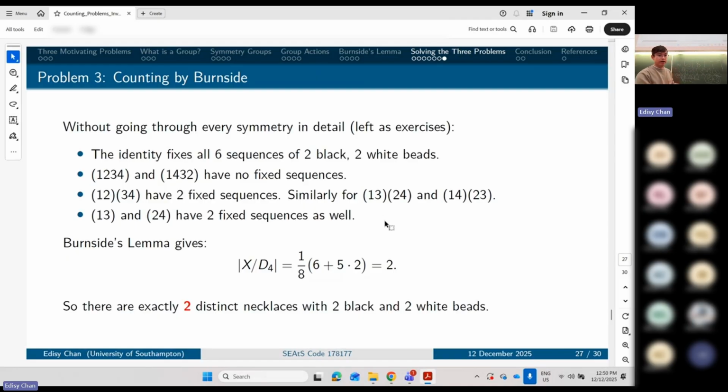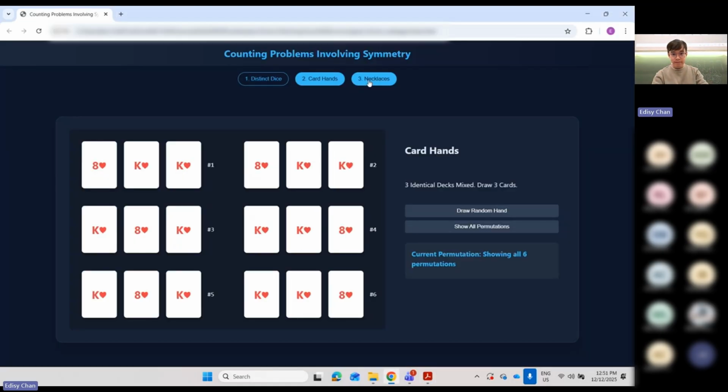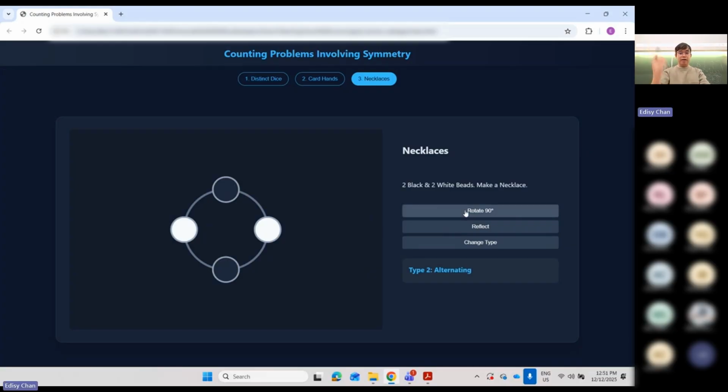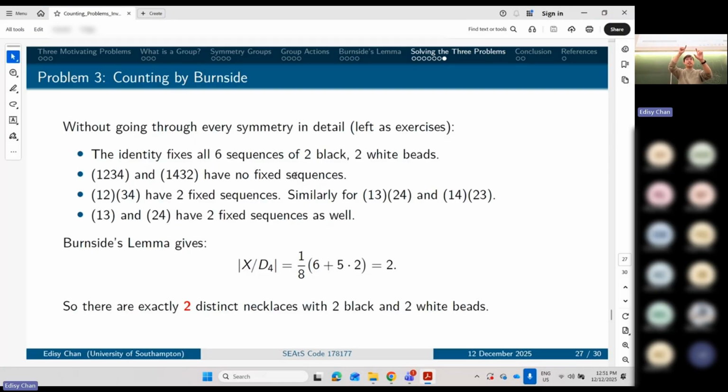But now we think about the rotations. Rotating by 90 degrees has no fixed point. It would not fix any arrangement, because if you rotate one time, even if you have different types, it still moves something. It would not really fix anything. Also, if you rotate by 270 degrees, it would also not fix anything.